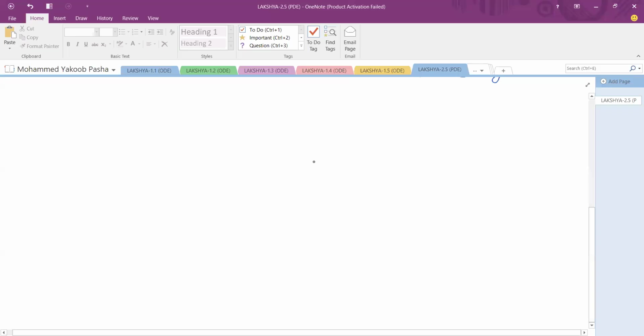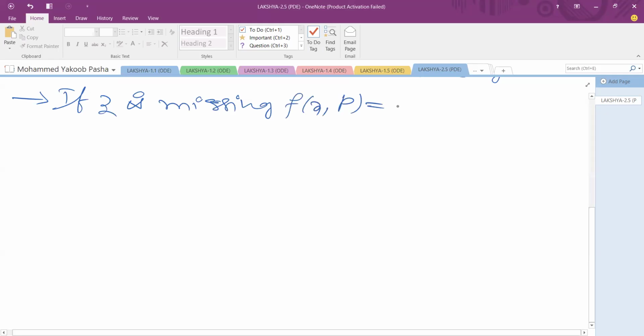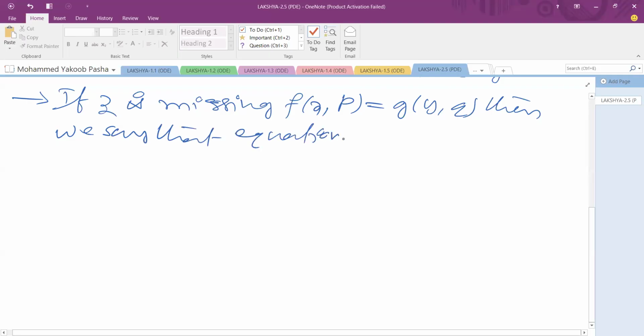If the dependent variable z is missing, then the partial differential equation can be written in the form f(x, p) = g(y, q). Here in this case, we say that the equations are separable.